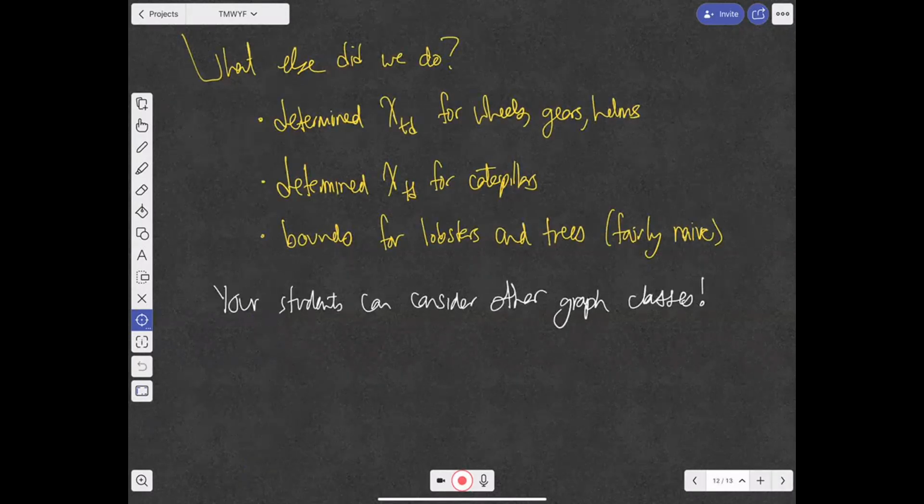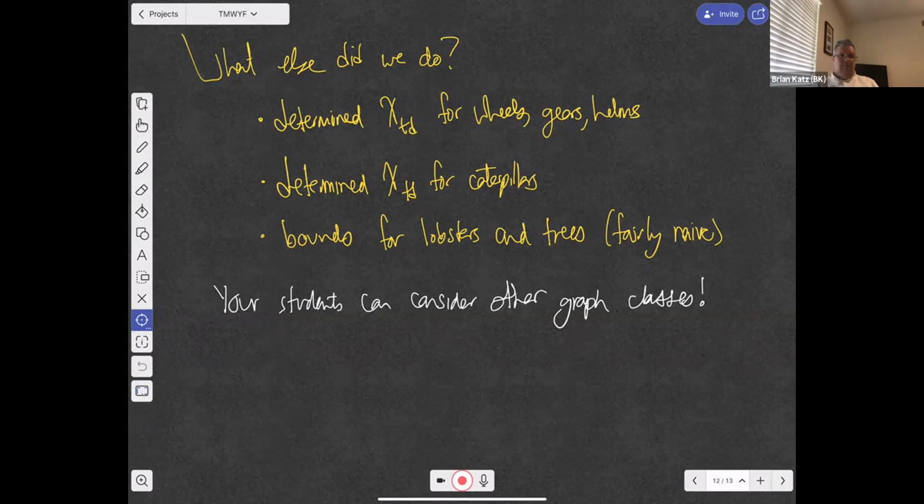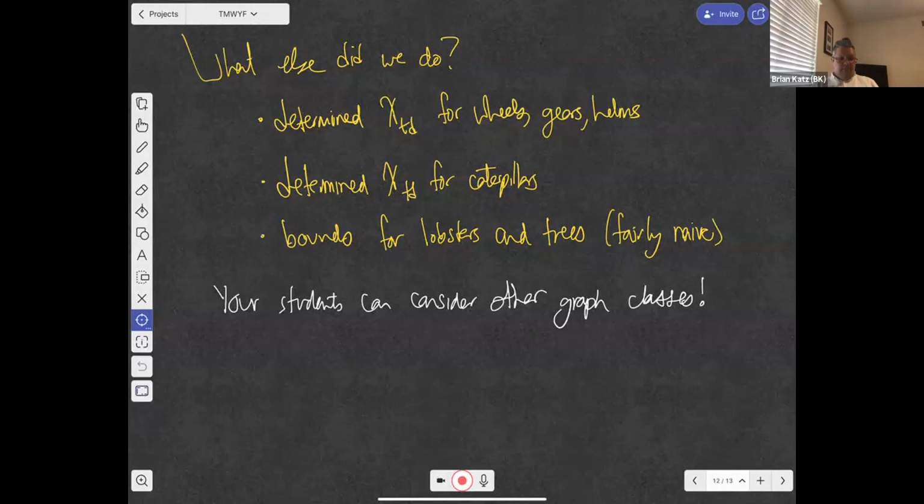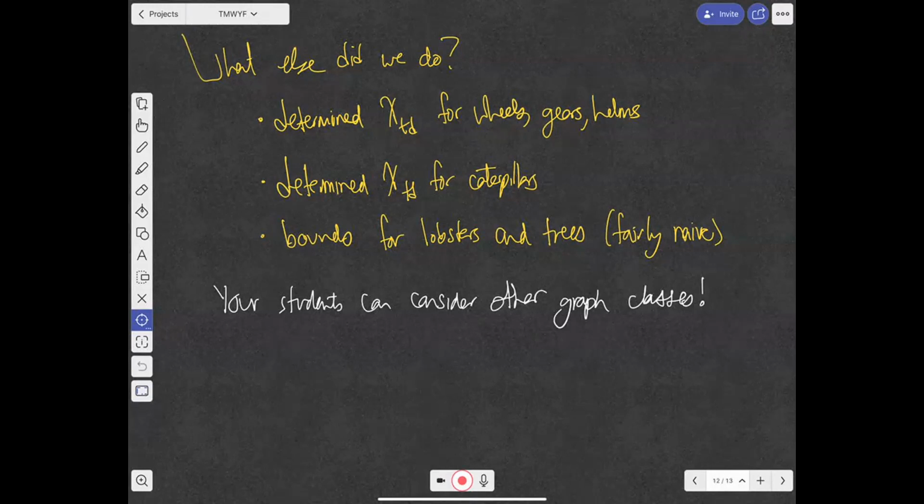And Yufei was able to do quite a bit. She determined chi-TD for wheels and some variations of wheels. I think the most involved proof was determining chi-TD for all caterpillars. You can get a bound for it using what we did for stars, and then after you get a bound, explicitly classifying it was quite involved. Long enough that we didn't put the actual classification proof in the paper because it would have doubled the length of the paper. But it was a lot of good work that she did there.